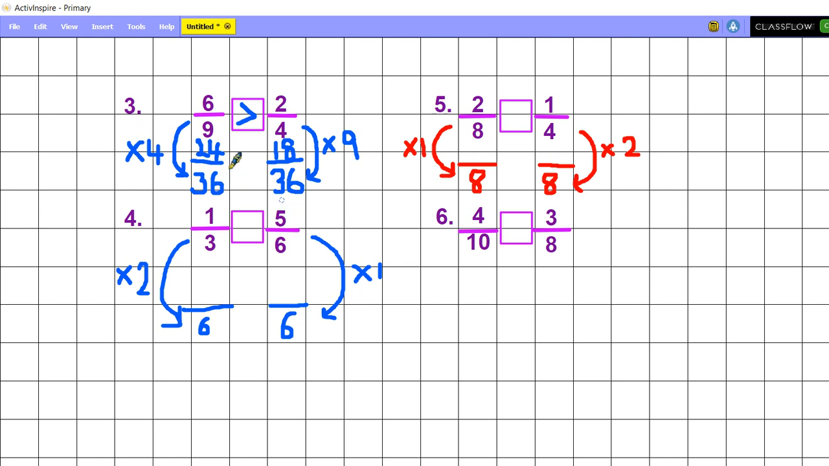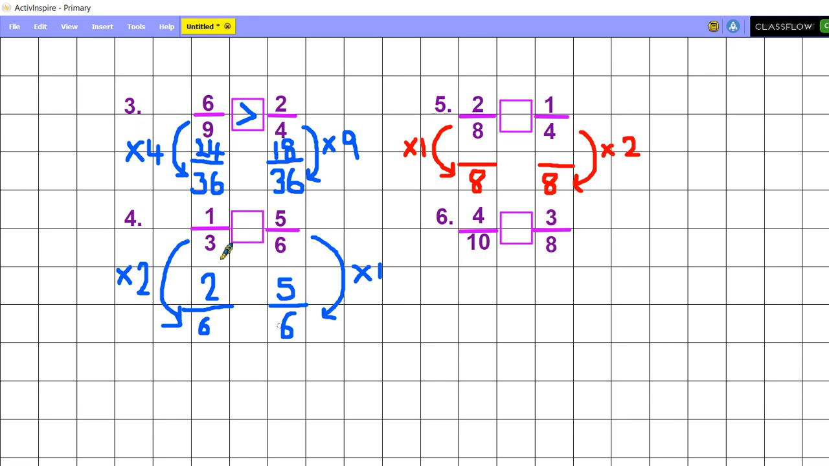So what do I do to my numerator? I times it by 1. 5 times 1 is 5, okay? Then when I have a look at this one, what have I done to my denominator to get a 6? I've times it by 2, because 3 times 2 is 6. So therefore I need to do that to my numerator, which is 1. So 1 times 2 is 2. Okay, now 2/6 or 5/6, which is the largest fraction? 2/6 or 5/6?